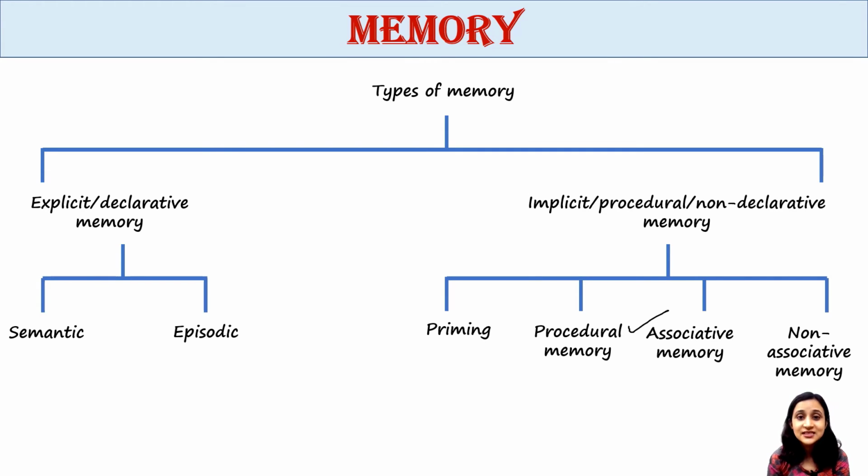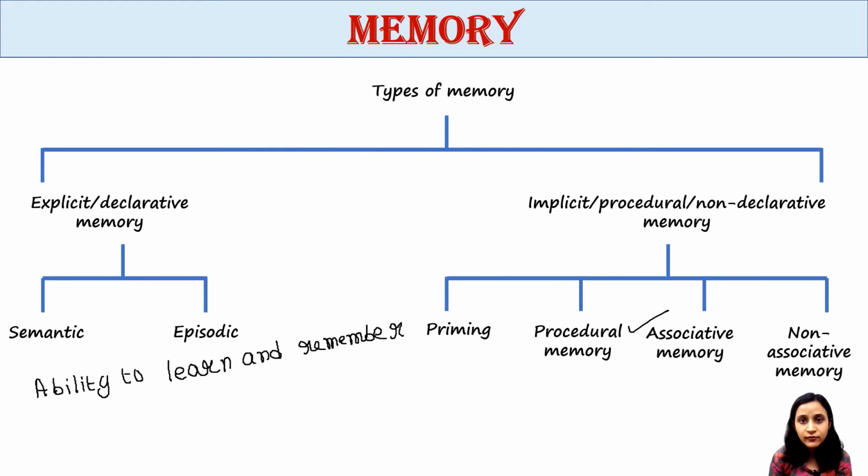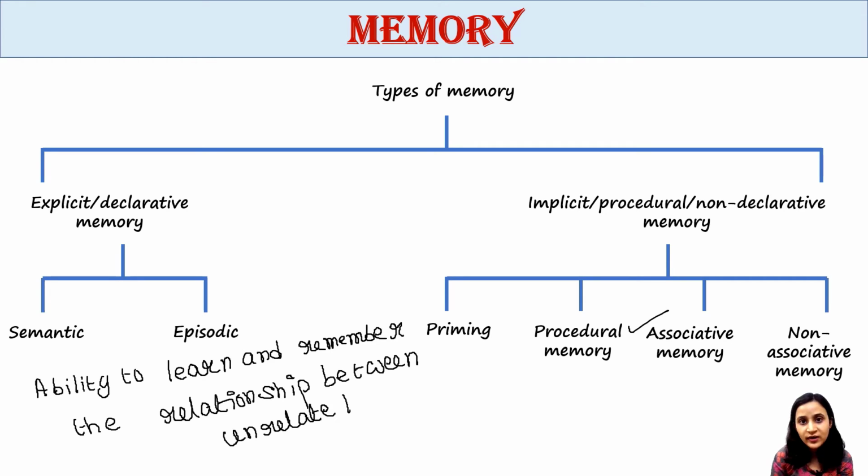So what is associative memory? It is defined as the ability to learn and remember the relationship between unrelated items, that is associative memory.